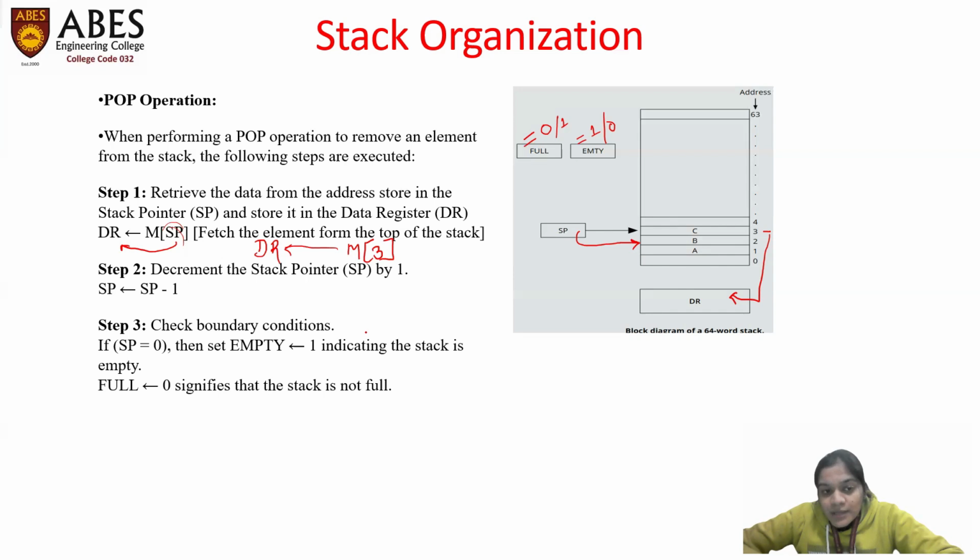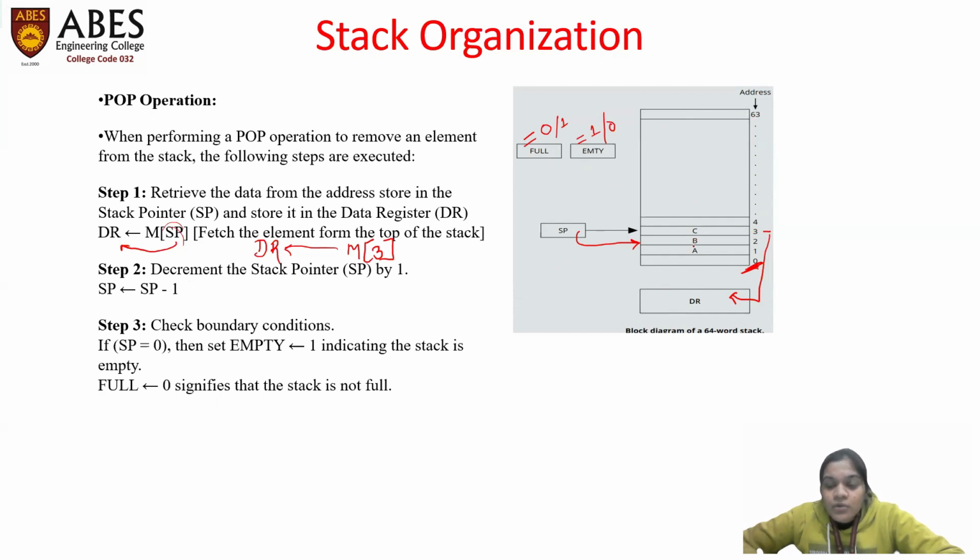But at the time of the pop operation, when multiple pop operations have been performed in series, if the stack pointer value is equal to 0, that means the stack pointer is denoting the first location of the stack, and empty would show the value 1, and when empty is equal to 1, then the full flag will show the value 0, which denotes that the stack is completely empty and new insertions of data can be performed.